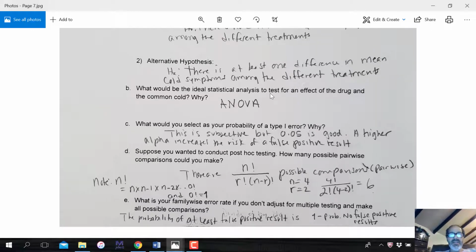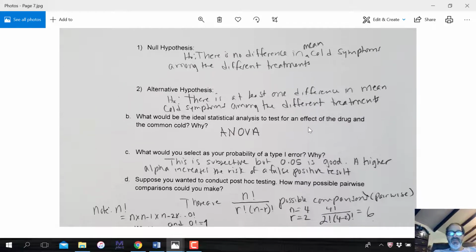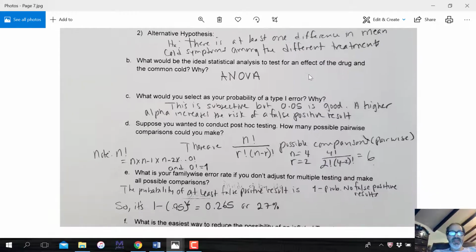What would be the ideal statistical analysis? Here it would be ANOVA, analysis of variance, because we have more than 2 groups. We're comparing means.